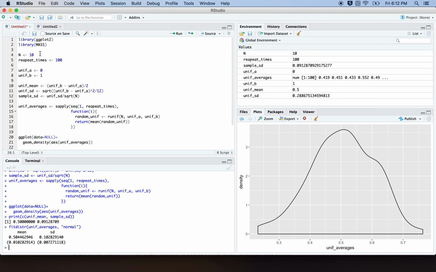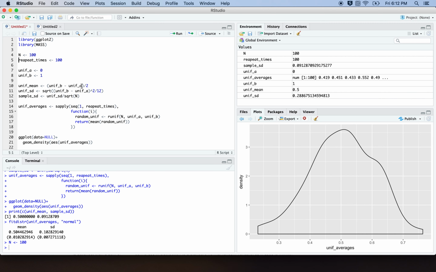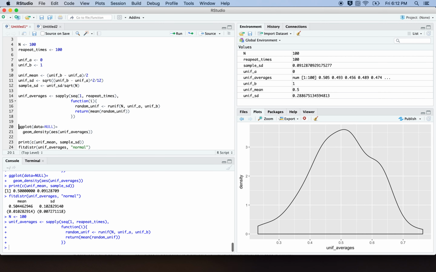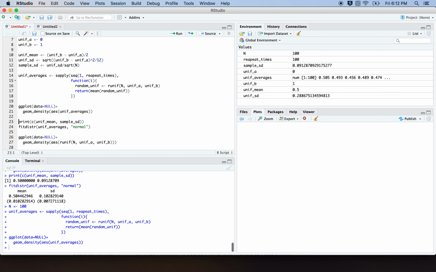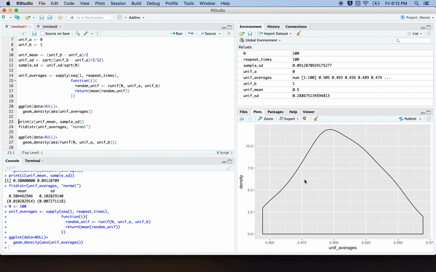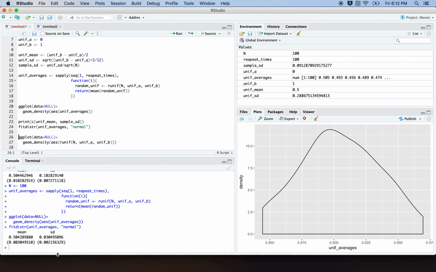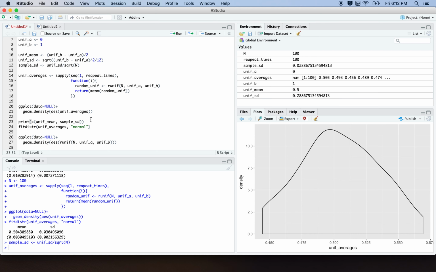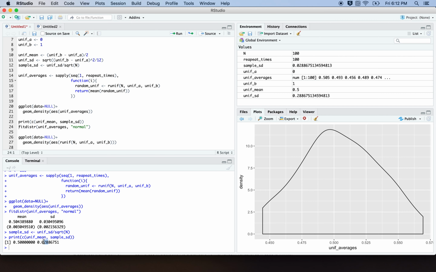So what happens if I increase this n? That is, if I take a larger sample. If I take a larger sample, create new averages, look at the density, and you can see it's somewhat smoother. And if I do fit distribution, I see, okay, so this time the standard deviation has gone to 0.3, and does it comply with it? Yeah, so it's still pretty close. So this theorem holds, right?